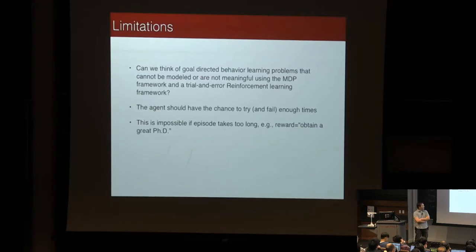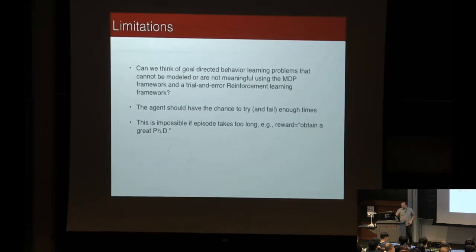For example, your reward could be to obtain a great PhD, right? So here it's very difficult to do reinforcement learning, right? Because you can do a PhD maybe how many times? Maybe twice in your lifetime? Once? Twice. I've seen people having 2 PhDs. But that's about it, right?